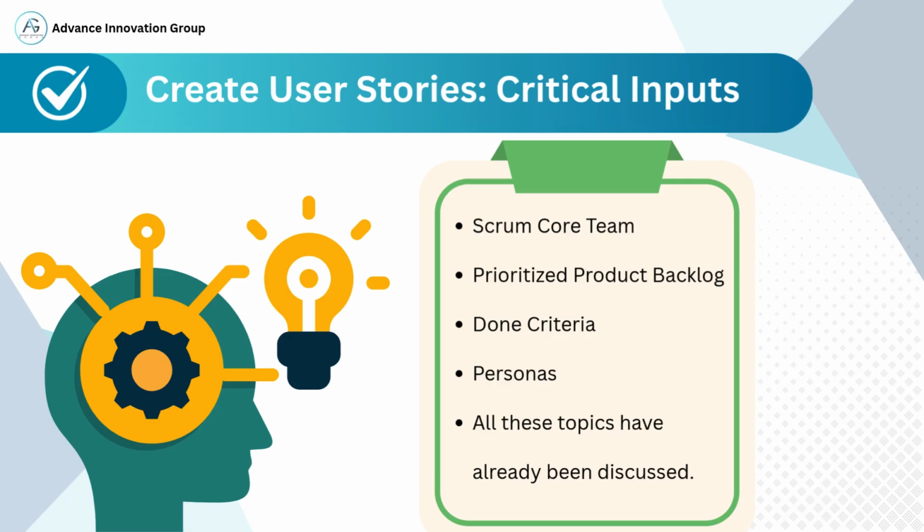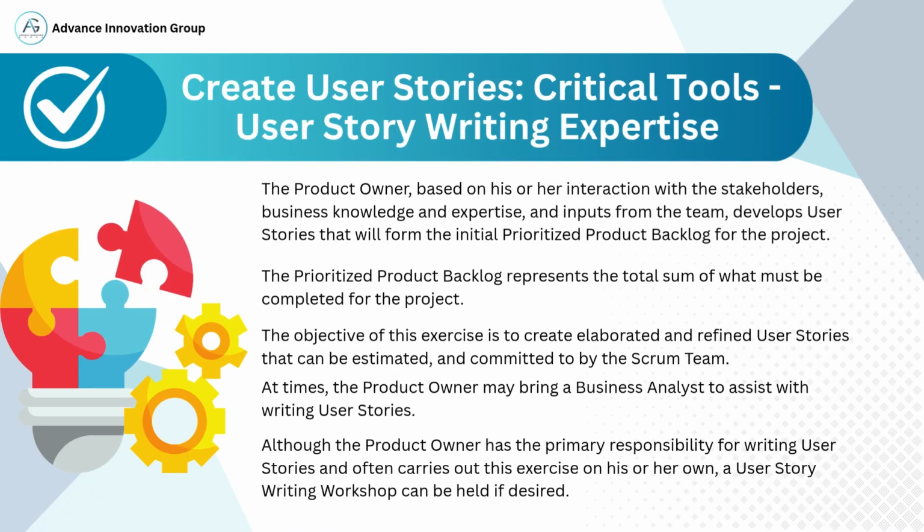This slide focuses on one of the most critical tools in the process of creating user stories: user story writing expertise. The product owner plays the primary role in writing user stories. Using their deep understanding of stakeholder needs, business context, and team inputs, the product owner develops stories that make up the initial prioritized product backlog. Essentially, the complete picture of what needs to be delivered in the project.